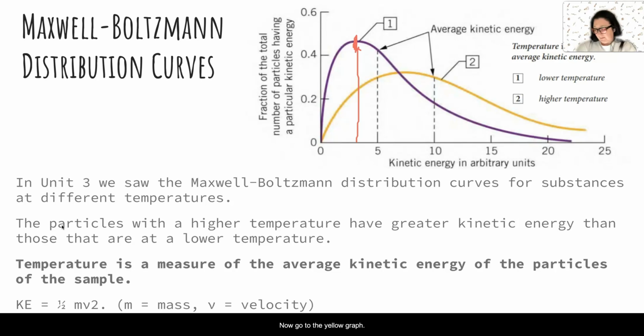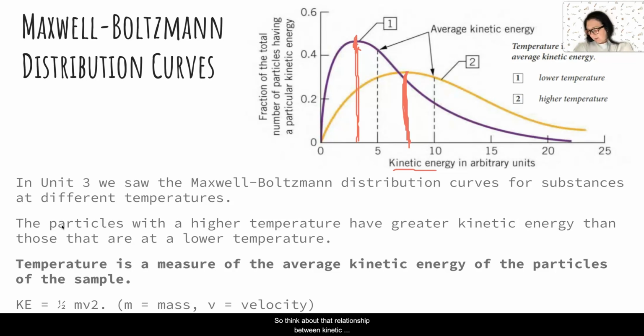Now go to the yellow graph. I see the highest point of the peak is about right here, maybe? Here. That means most of my particles are here. So you could try to visualize the average, or you could visualize where most of the particles are, whatever works for you in your brain, you're still going to get the same answer either way. If you take a look at this, the purple graph has more particles whose energy is lower, whereas the yellow graph has more particles whose energy is higher.